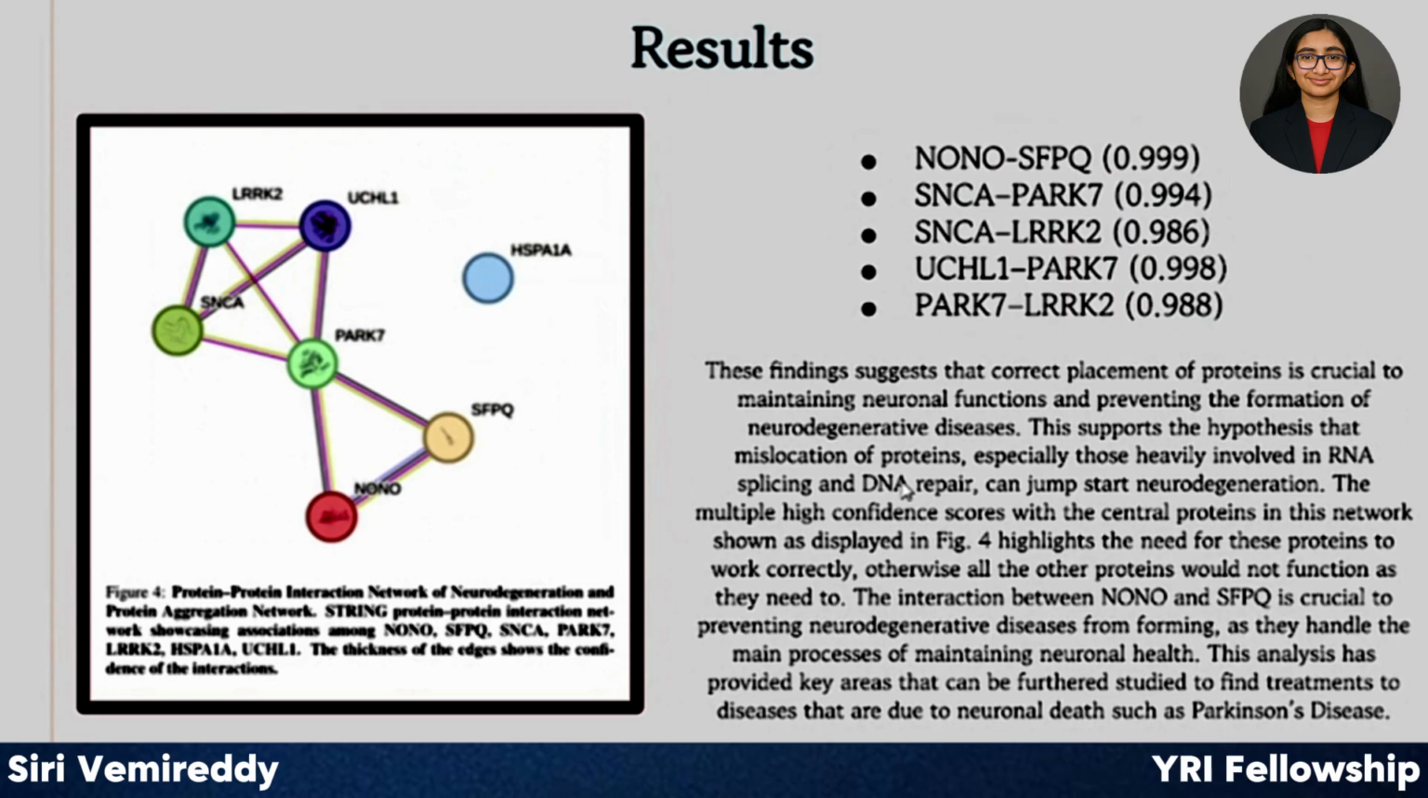The multiple high confidence scores with the self-contained proteins in this network, as displayed in Figure 1, highlights the need for these proteins to work correctly, otherwise all the other proteins would not function as well as they need to and form somewhat of a domino effect. The interaction between NONO and SFPQ is crucial to preventing neurodegenerative diseases from forming, as they handle the main processes of maintaining neuronal health in cells.